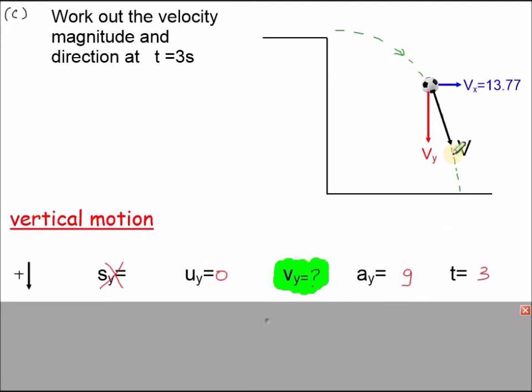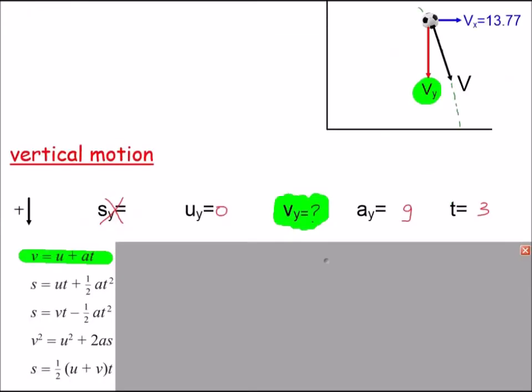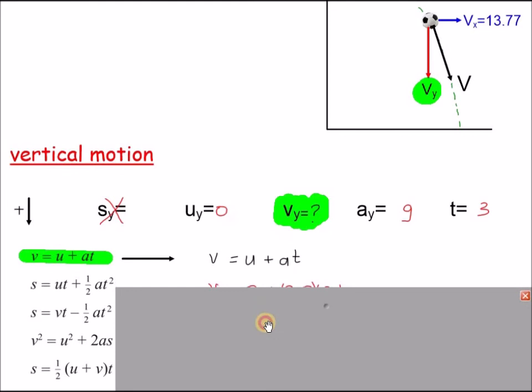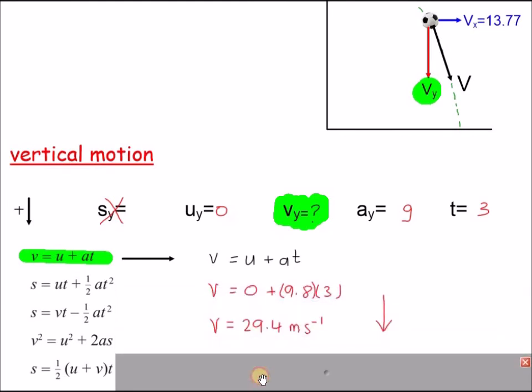This is what we're after. This is the value that's here. The acceleration due to gravity is positive. Gravity acts downwards, same as this direction, and obviously t equals 3 seconds. Suvat formulae, the one without displacement s, so v equals u plus at, substitute the values in, and we get 29.4 meters per second for this velocity component, and it's pointing downwards.